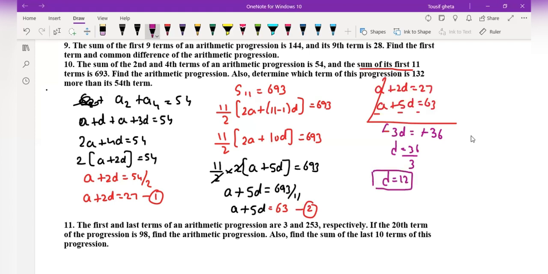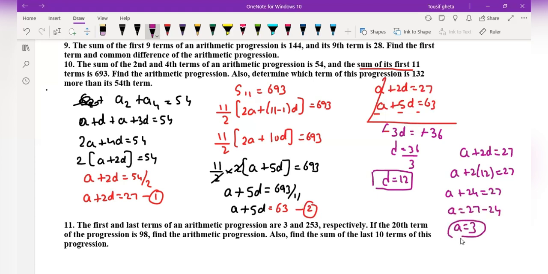Any equation you can consider, I'll be going with a plus 2d is equal to 27. So a plus 2 times the value of d, 12, is equal to 27. a plus 24 is equal to 27. Transpose 24, 27 minus 24 gives the value 3. So we know the first term and the common difference. Let's see what they are asking us to find out.